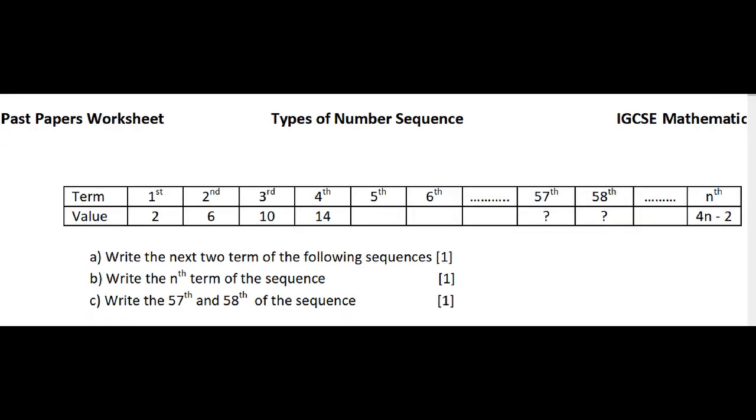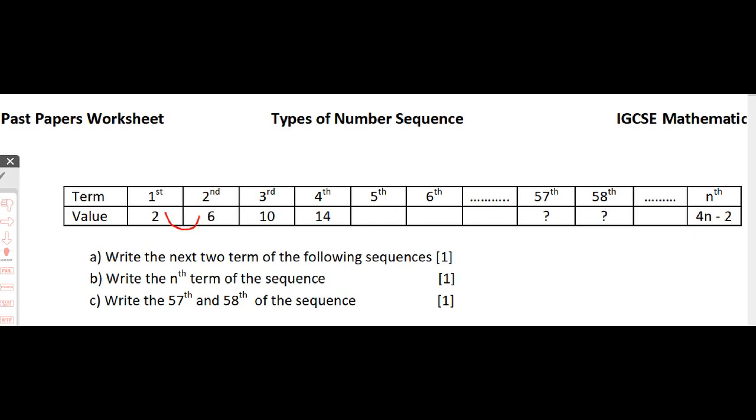Alright, so the topic is number sequence. Look at the given table. What is that telling us? That the first term is 2. The second term is 6. The third term is 10. The fourth term is 14.